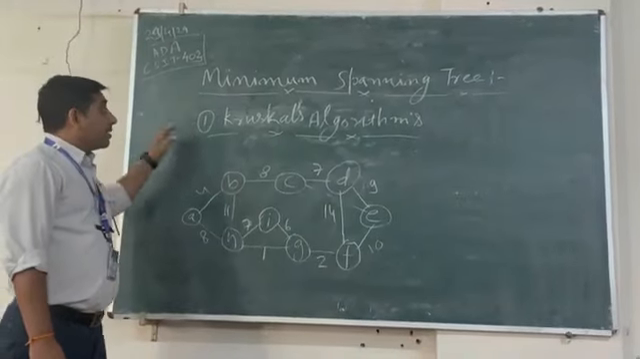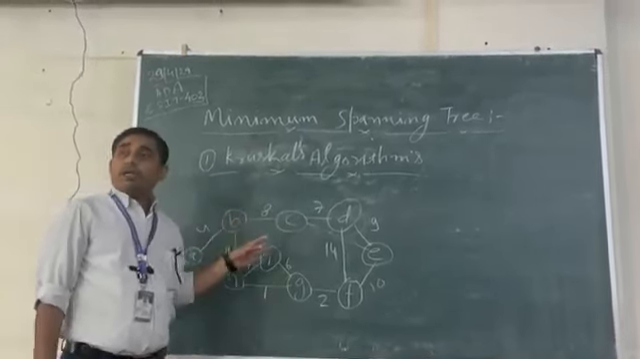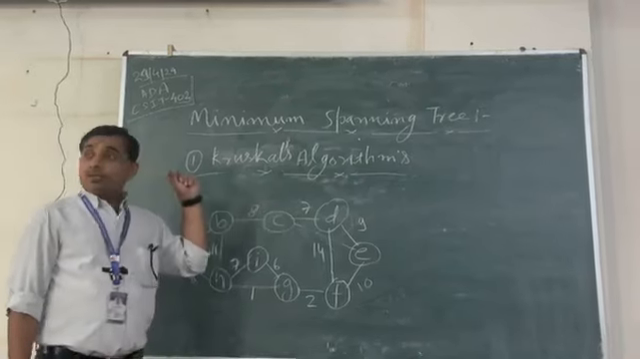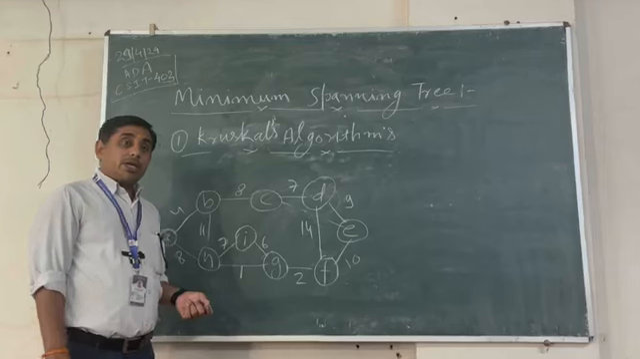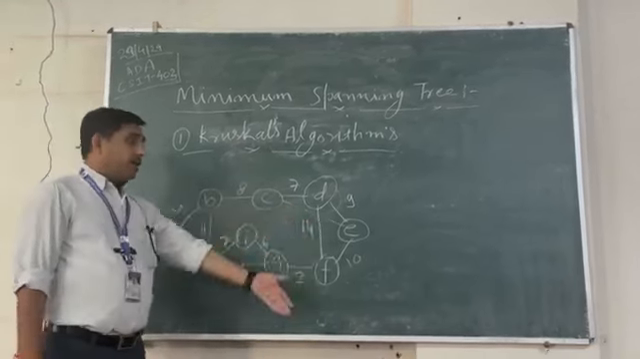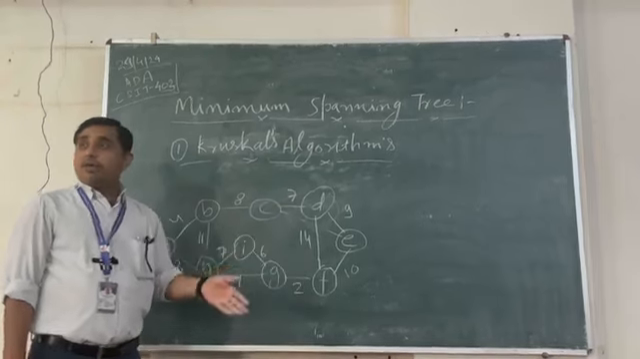So how do we solve this minimum spanning tree problem? By using Kruskal's algorithm. In Kruskal's algorithm, we first write all the nodes and all the edges between the nodes and their weights.